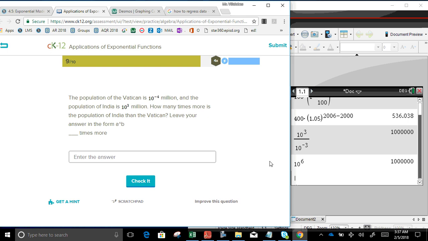Okay. The population of India to the Vatican. So India is 10 to the 9 divided by 10 to the 3, I mean 10 to the 3 divided by 10 to the negative 4. 3 plus 4, 7. 10 to the power of 7. Check it. Same as this one over here, except that negative 3 is a negative 4, and that's a 3.